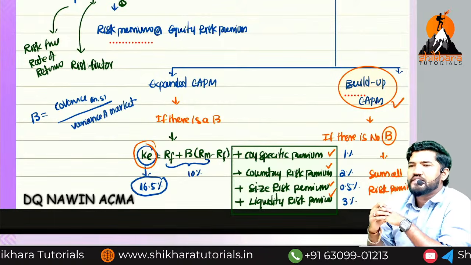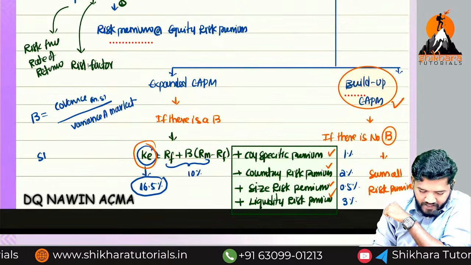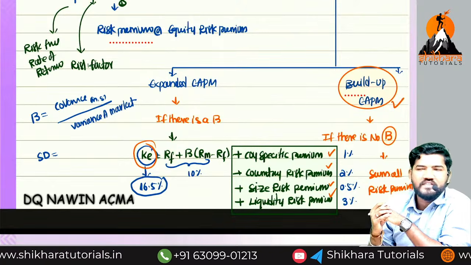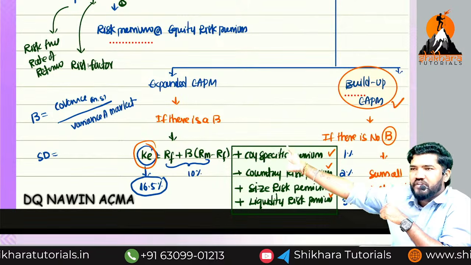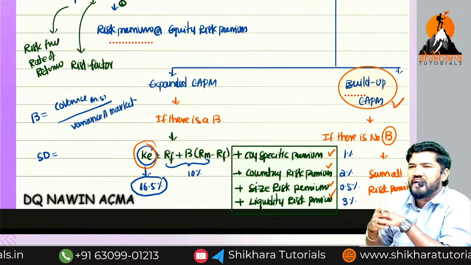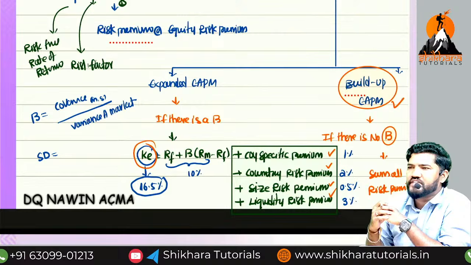Covariance of market and security divided by variance. I hope you know the standard deviation. How to calculate standard deviation? These are the important things in SFM. Portfolio evaluation entirely depends on standard deviation, covariance, correlation coefficient, etc.